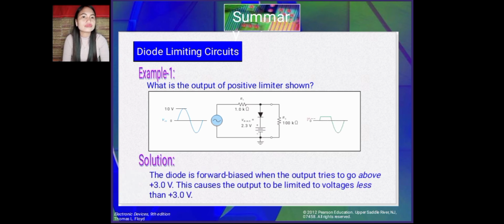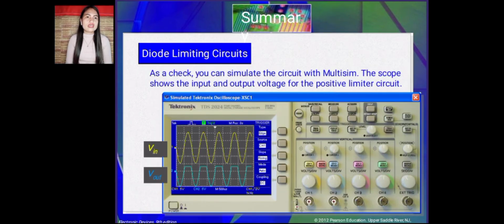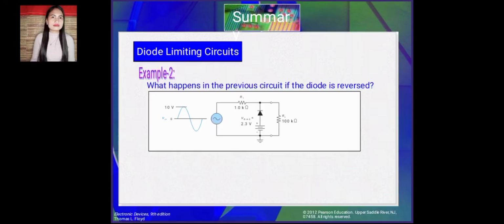The diode is forward biased when the output tries to go above the positive 3 voltage. This causes the output to be limited to voltages less than the positive 3 voltage. As a check, you can simulate the circuit with Multisim. The scope shows the input and output voltage for the positive limiter circuit.